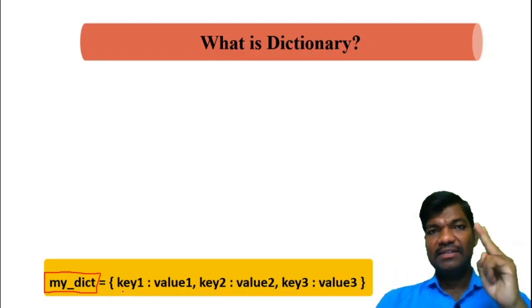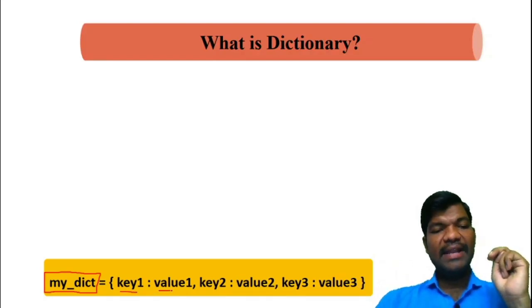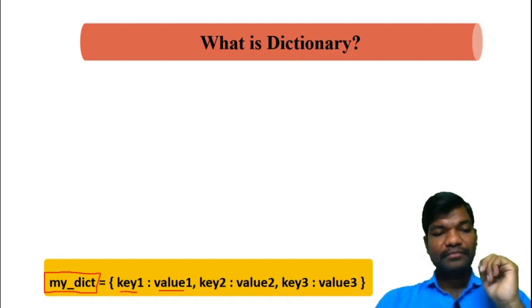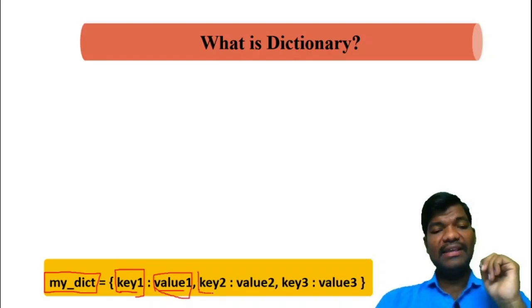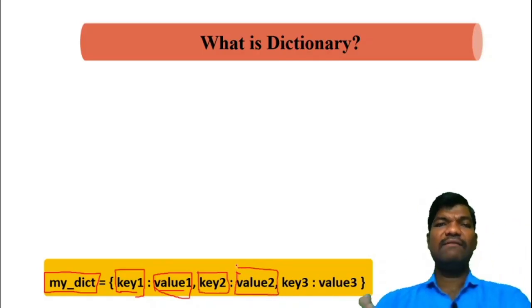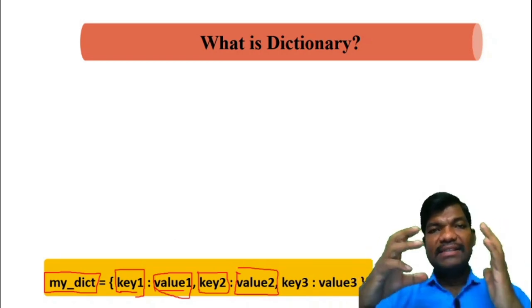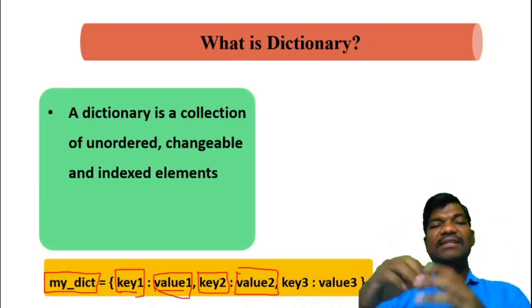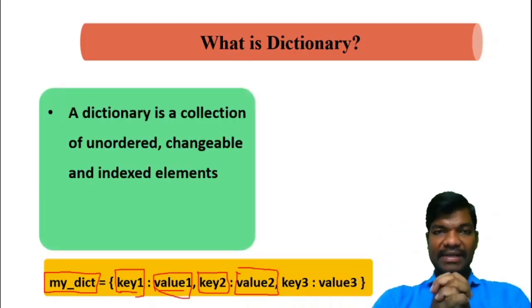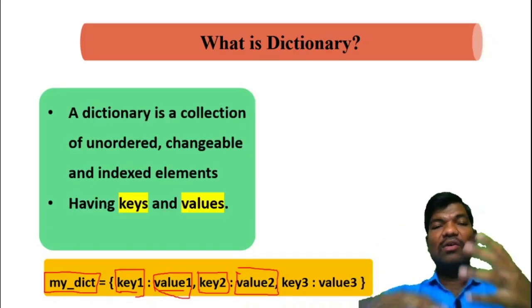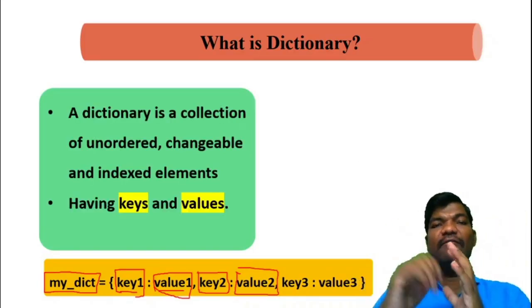This dictionary contains two things. What are they? Key and value. One key is there, and for that key there is a corresponding value. Another key, another value. Like that, you can give any number of keys and any number of values. There is no order. Finally, what is a dictionary? A dictionary is a collection of unordered elements. A dictionary contains keys and values.